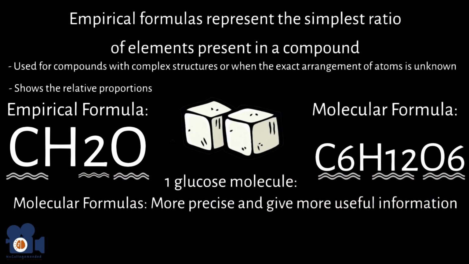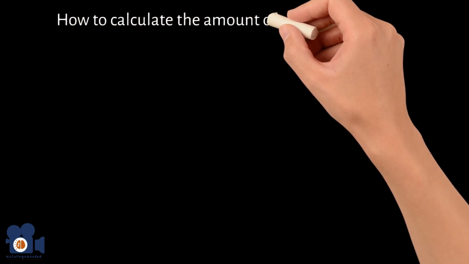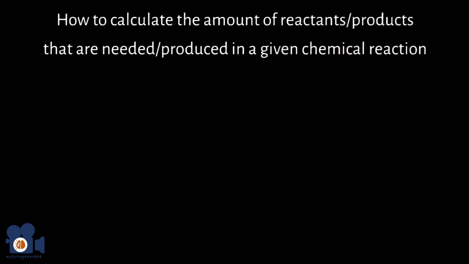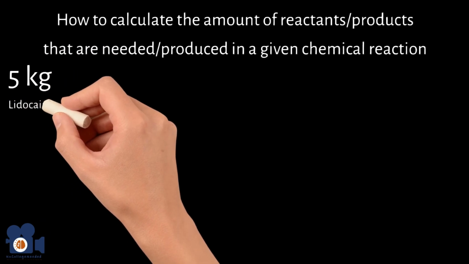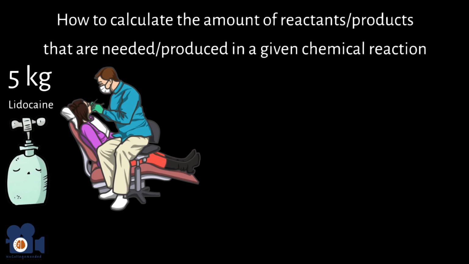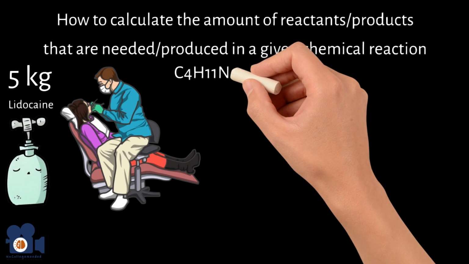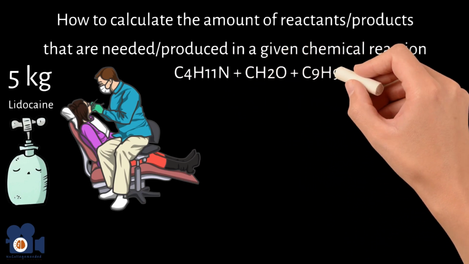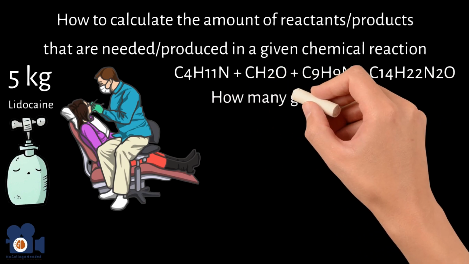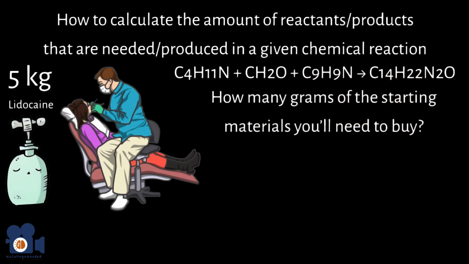One of the most fundamental equations you'll need to solve for as a chemist is how to calculate the amount of reactants and/or products that are needed and/or produced in a given chemical reaction. Let's say you are a medicinal chemist that just got an order from your boss for 5 kilograms of lidocaine, a local anesthetic commonly used at dentists. You're a perfect chemist and have made it before, so you know one of the syntheses, which is C4H11N plus CH2O plus C9H9N, going to C14H22N2O, but you need to know how many grams of the starting materials you'll need to buy.